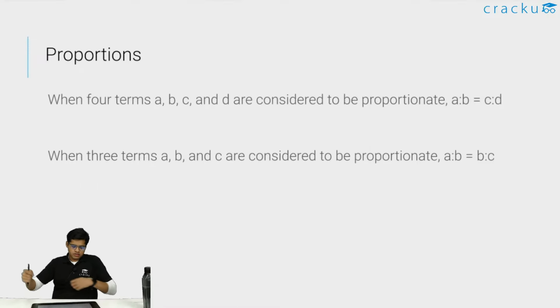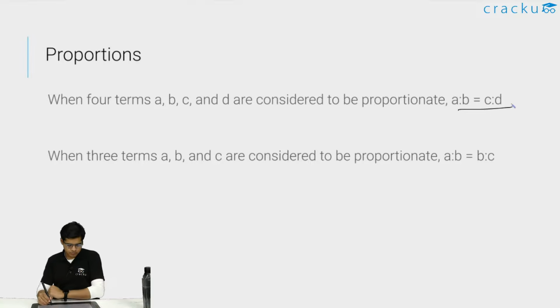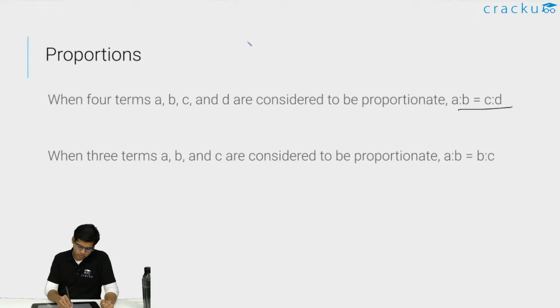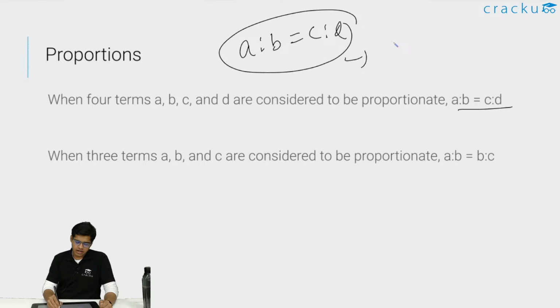Now proportions. When four terms a, b, c and d are considered to be proportionate, then a is to b equals c is to d. So this means if a is to b equals c is to d, the ratio a by b is equal to ratio c by d. So from here I can tell that a, b, c, d are in proportion.